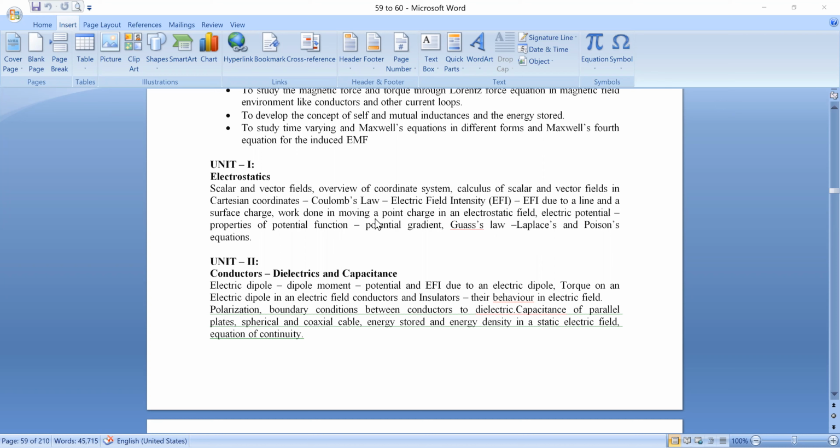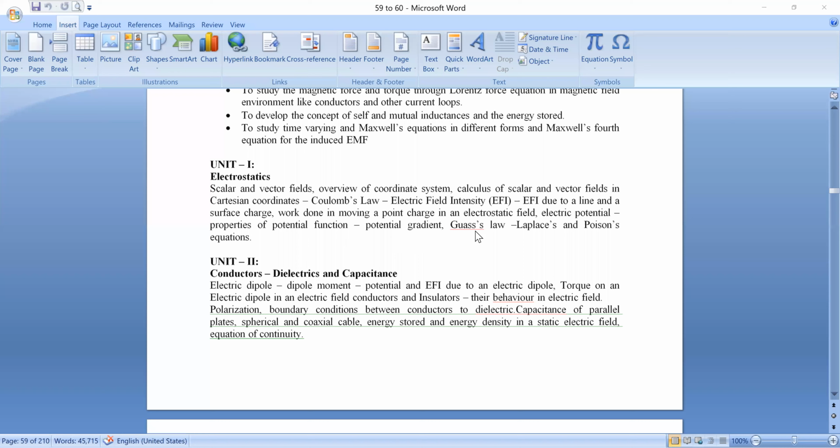And also here we discuss potential gradient. Potential gradient means it is the relation between electric field intensity and the electric potential with the help of vectors. In vectors there are some properties like gradient, divergence. So potential gradient is a topic which gives the relation between electric field and electric potential.